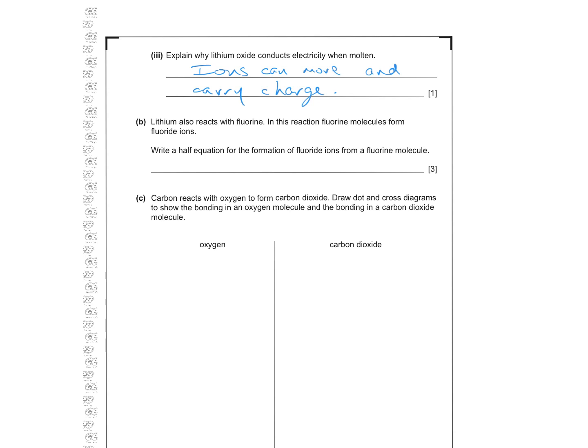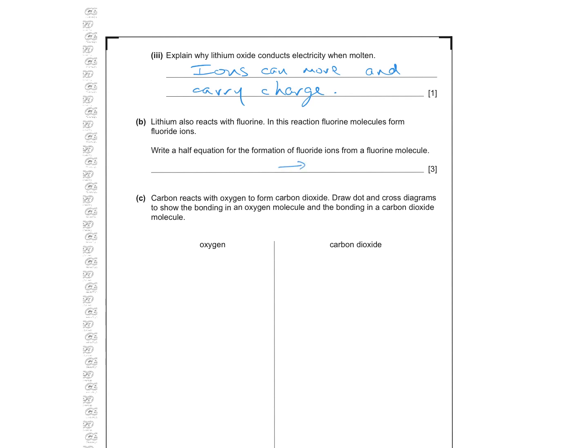Remember, for metals, it's the electrons or the delocalized electrons that move and carry charge. Okay, on to part B. Write a half equation for the formation of fluoride ions from a fluorine molecule.